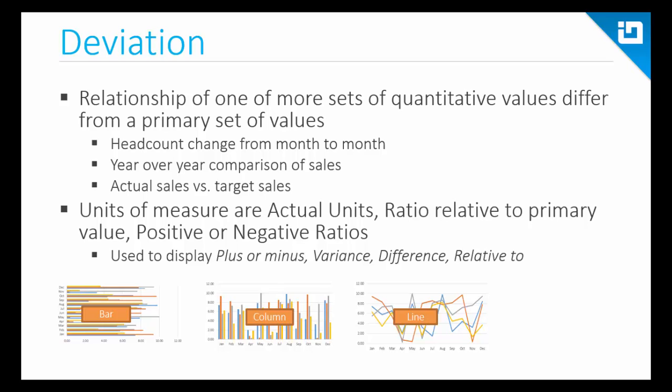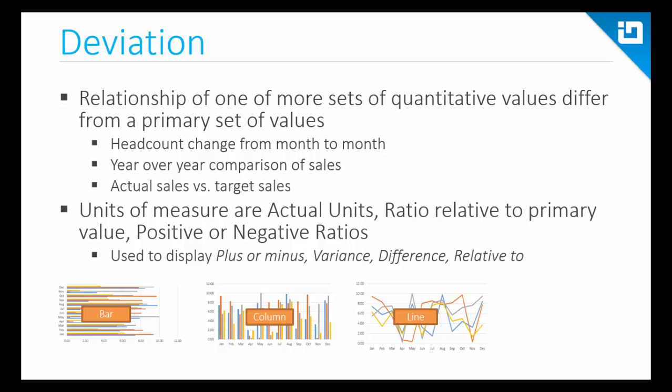So deviations are one or more sets of quantitative values different from a primary set of values. So think about questions like, what's our head count change from month to month? What's a year-over-year comparison of sales? What's our actual sales versus our sales target? So units of measure are actual units, ratio relative to primary value, or positive or negative ratio.